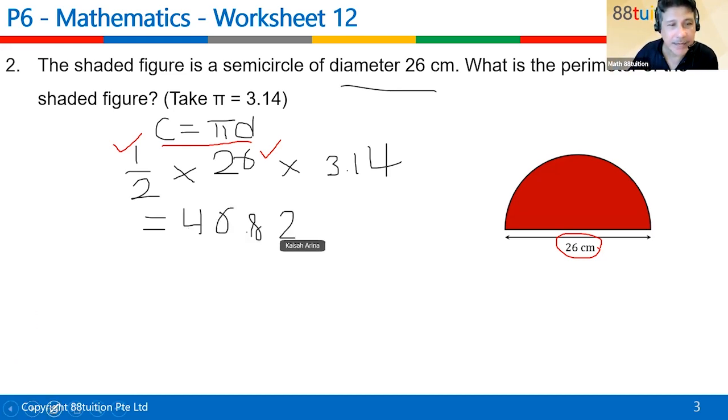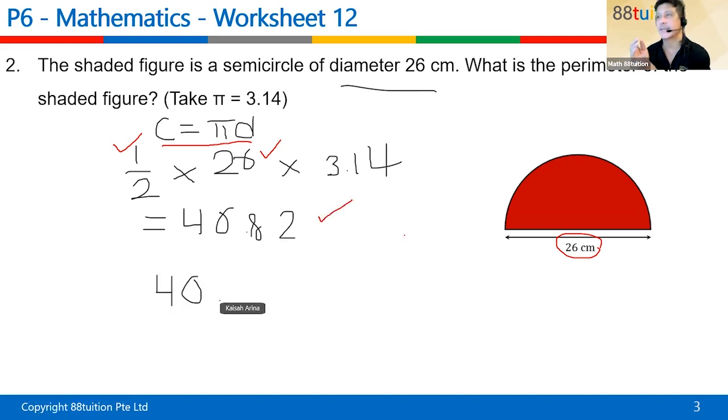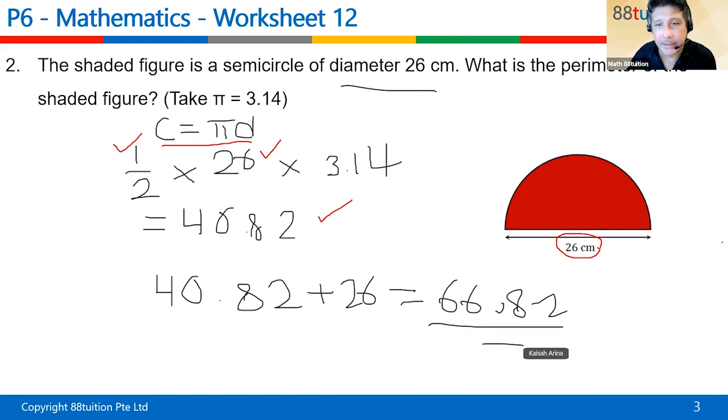40.82 is correct. Yes. Okay, so that's correct. All right. So let's see how it continues. Plus 26. Okay, well done. You may want to put in your unit of measurement, because we have, yes, cm, yeah.